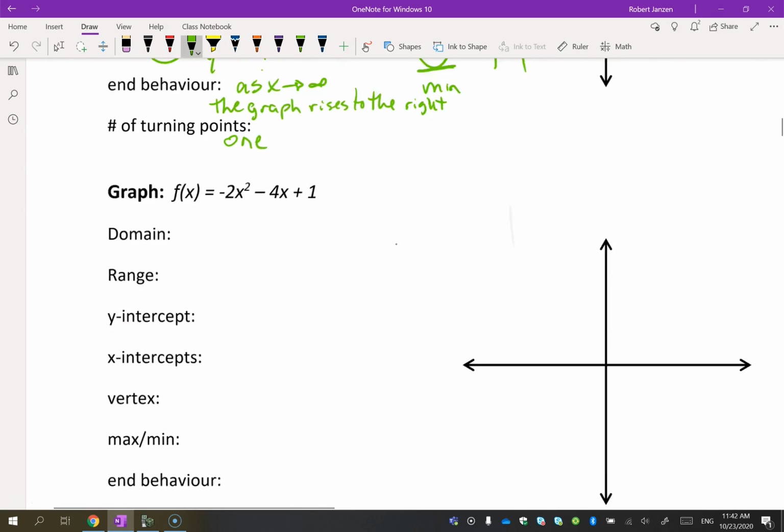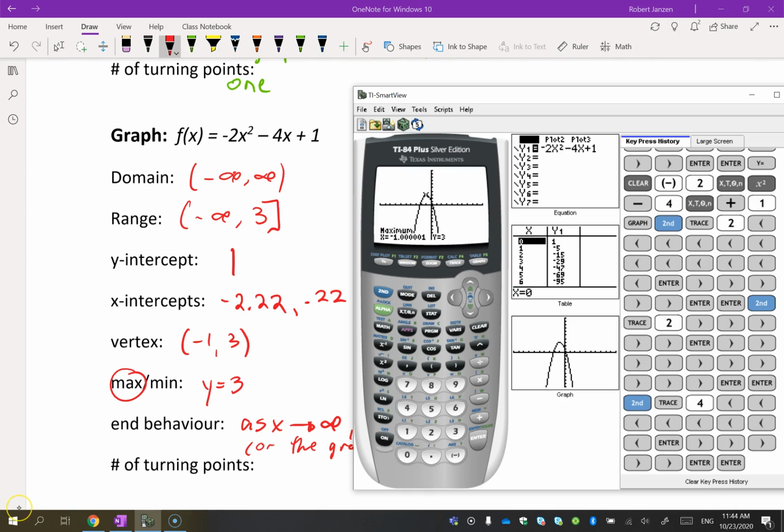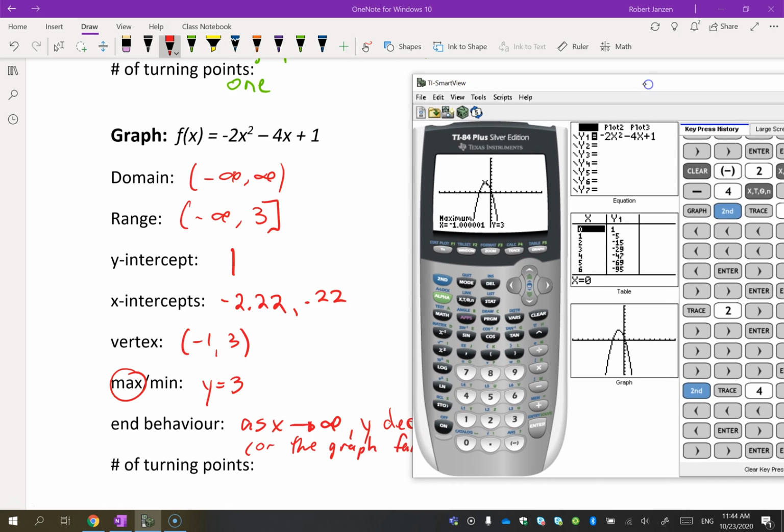Okay, so pause the video, see if you can do this next one. All right, here are the answers for this graph. A couple things I want to highlight.